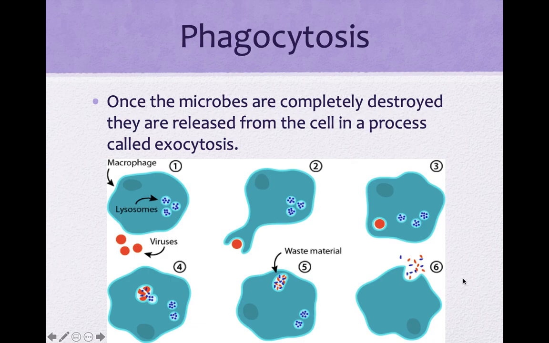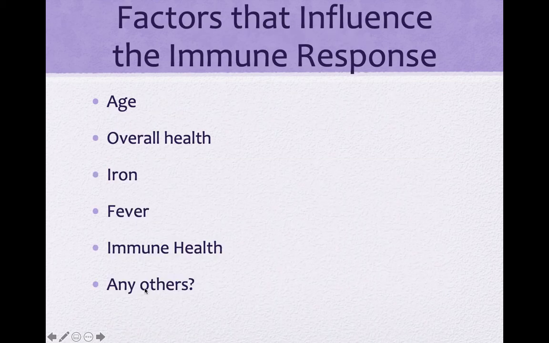Now, I've talked about bacterial capsules and how they avoid the immune system, and this is what that does. When the lysosome, the little digestive enzyme, binds, the capsule protects the bacterium from being destroyed, so the digestive enzyme doesn't do anything to it. So there are a couple of different factors that can influence the overall immune response.